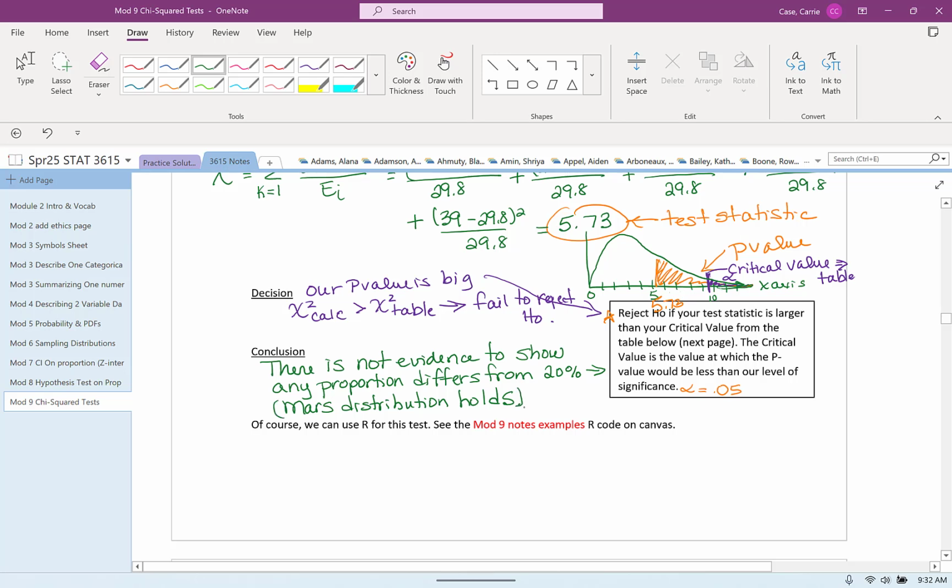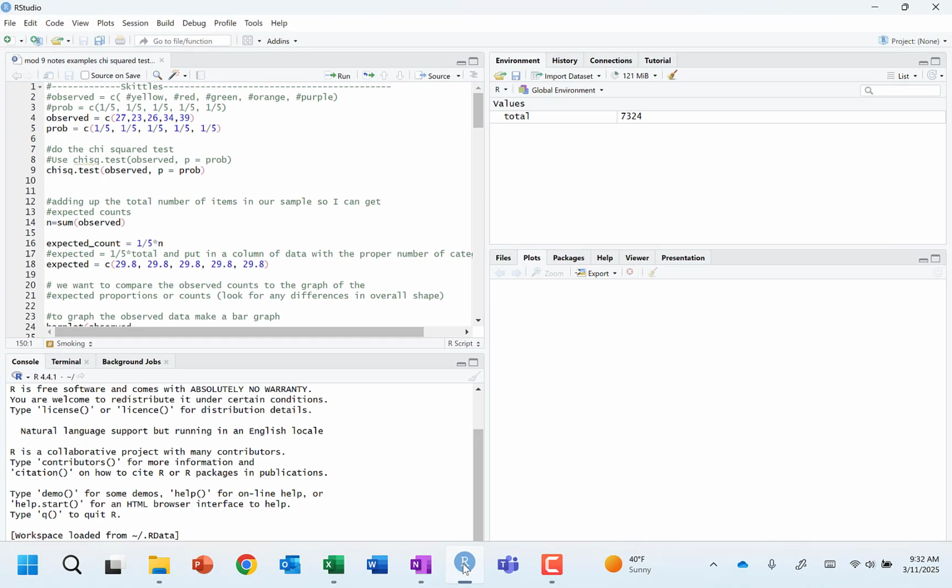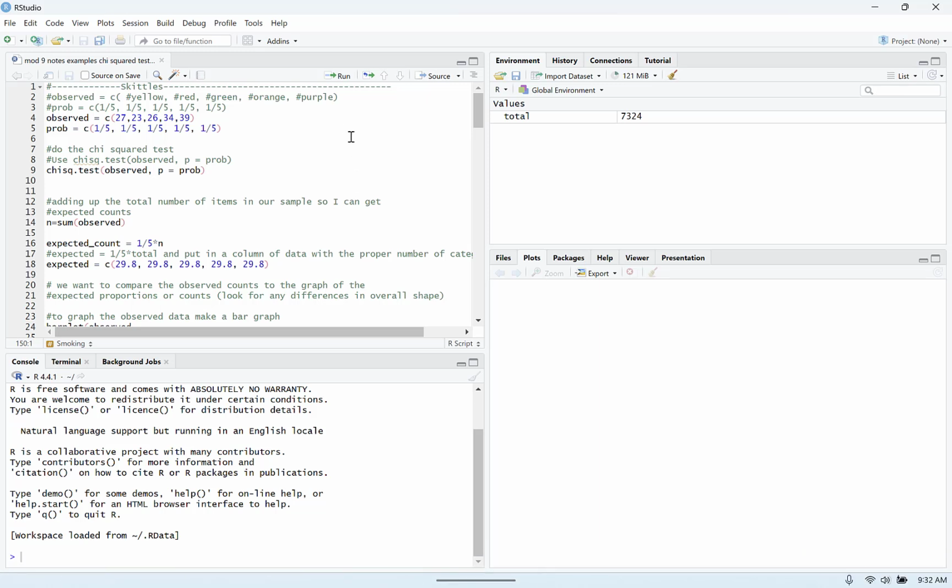I'm just going to say it here because we had that as our research question. So of course we can do R with this, and we're going to do it now. So real quick, let's just go into R and look at all of this R code.